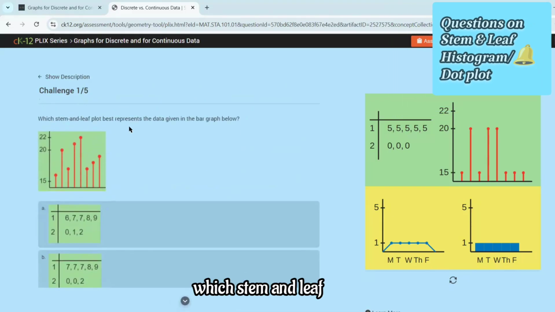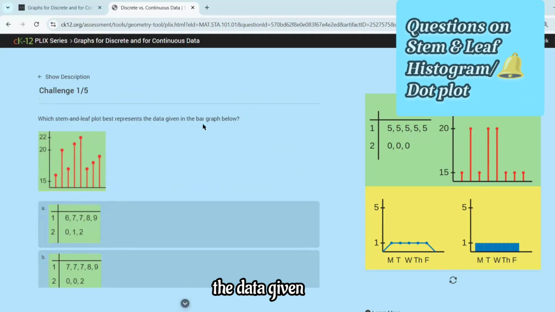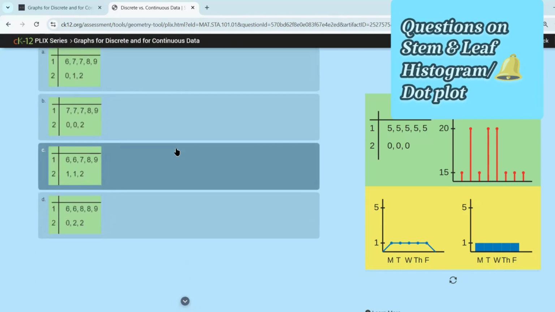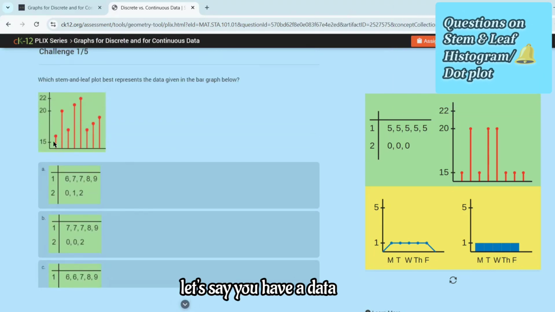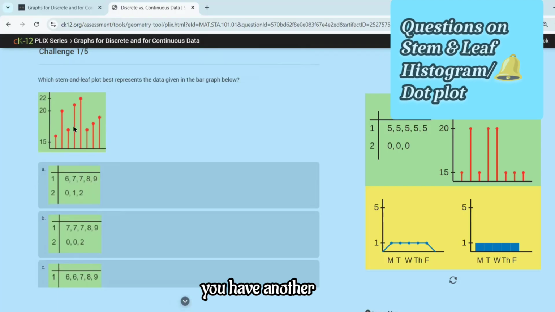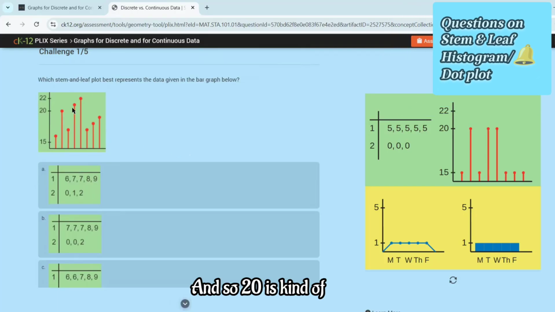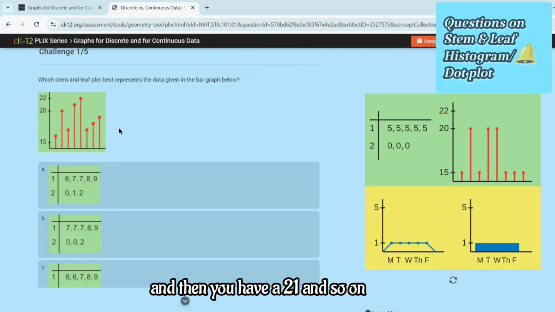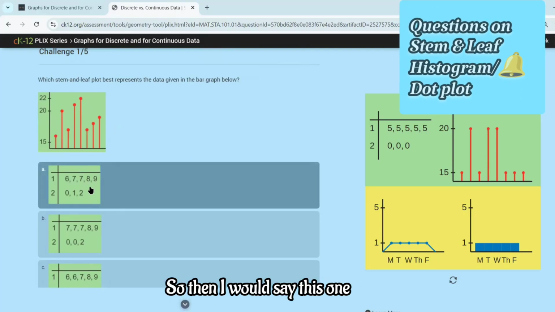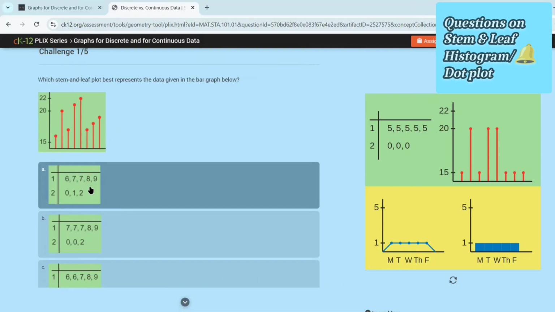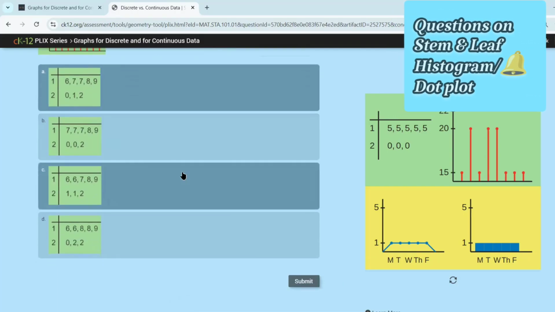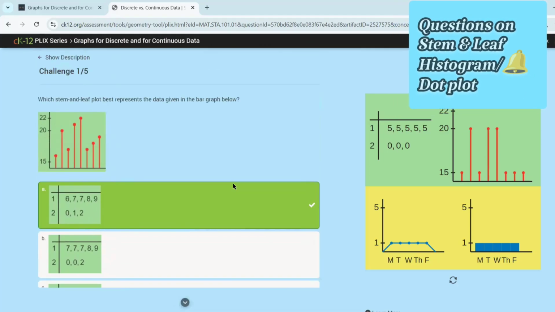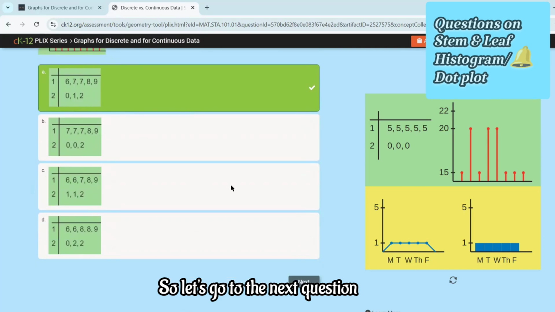Which stem and leaf is the best representation of the data given in the bar chart? So when you say stem and leaf, we are talking about, let's say you have data like this: 15, you have 20, and all that, and 20 is repeating the most, and then you have 21 and so on. So then I would say this one. Yeah, let's say we hit it right. So let's go to the next question.